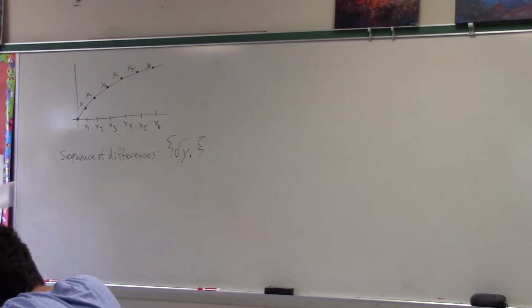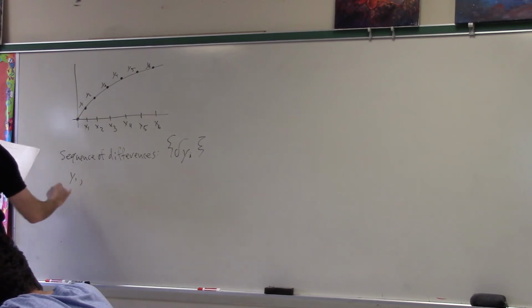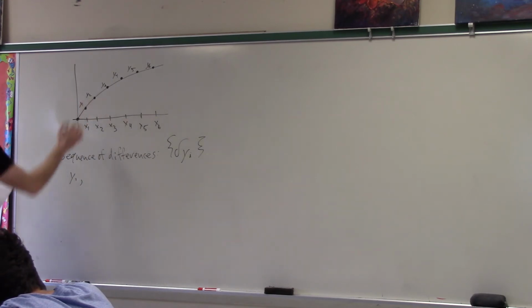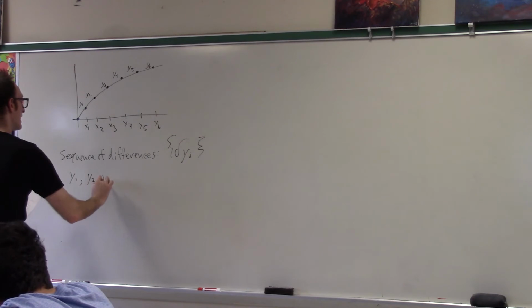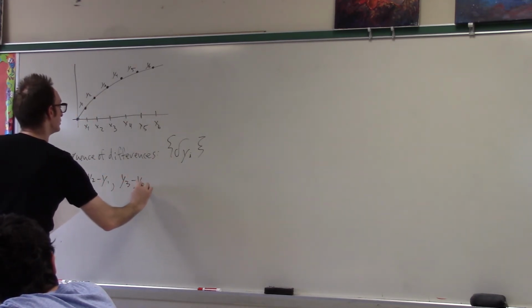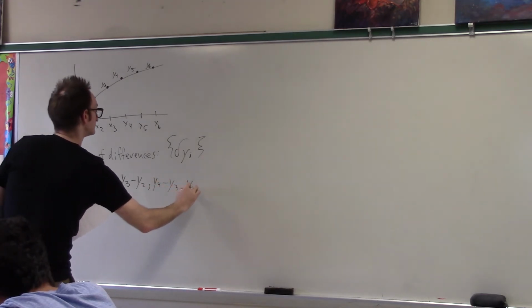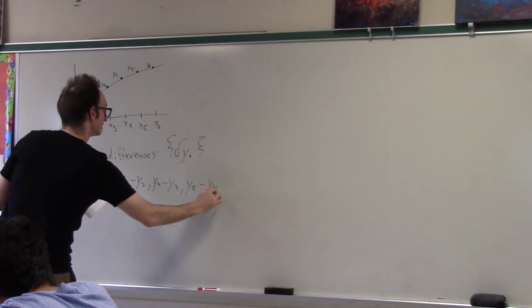Okay. This he calls the sequence of differences. Well, what does this sequence look like? It's the sequence which is like y1 minus y0. And then the next term in the sequence is y2 minus y1. And the next term in the sequence is y3 minus y2, etc. Everyone get it? Okay.